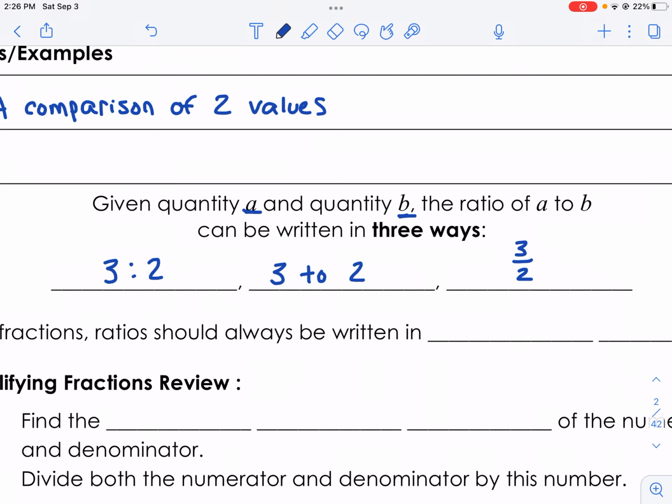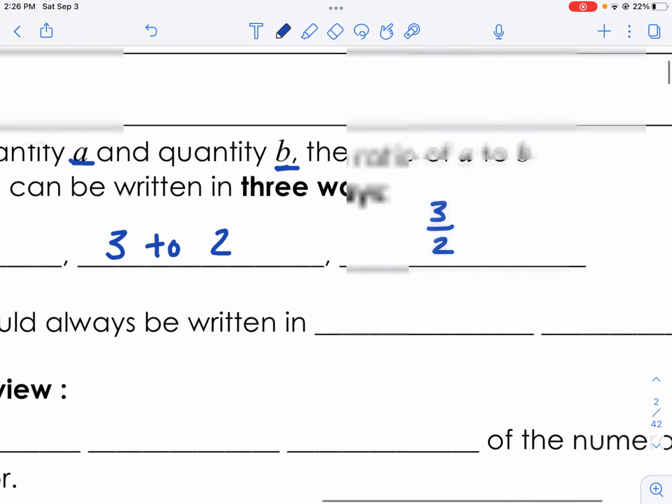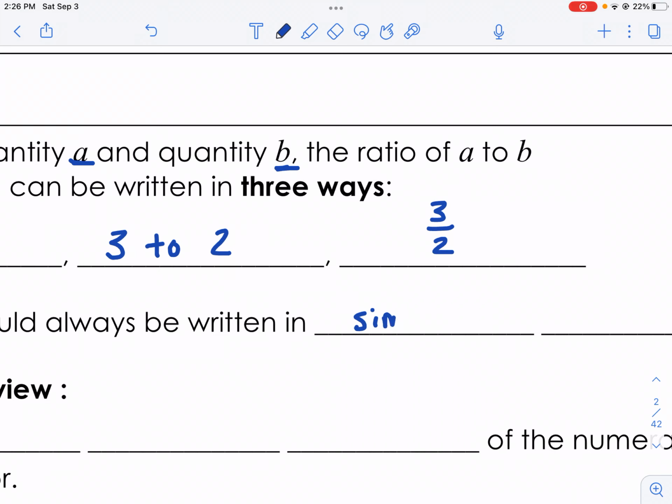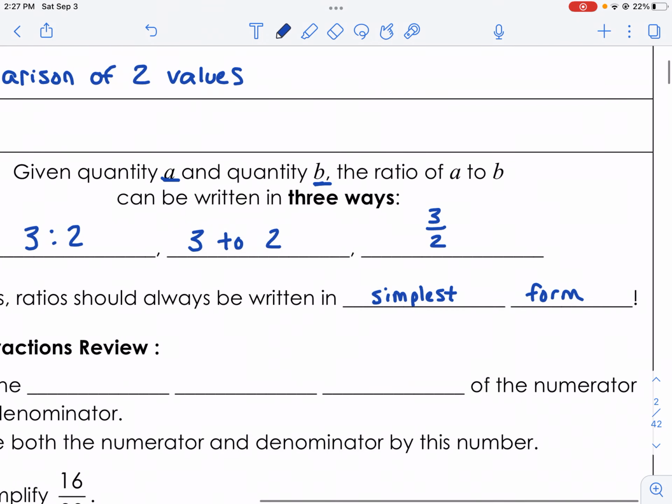Whenever we're dealing with any kind of ratio, we should always put it in simplest form. So you know with fractions, you shouldn't leave it as 2/4. You should make it equal to 1/2. So we want to make our ratios or fractions in simplest form all the time.